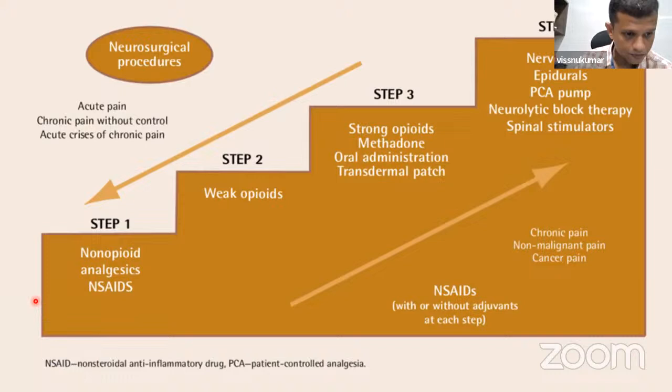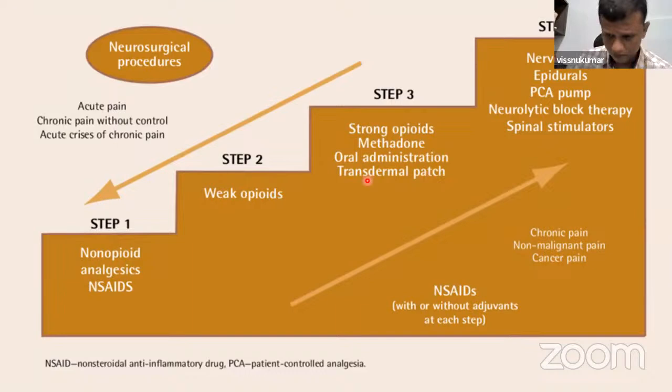So you can start with non-opioid analgesics and NSAIDs like paracetamol, diclofenac and everything. But if the pain score is between 4 to 6, then you have to start with weak opioids like tramadol, tapentadol and all these things. But still, if the patient is telling you, sir, I'm having pain with an NRS score of 7 to 9 or 10, then you have to start off with opioids like morphine, buprenorphine, pethidine and all these things.